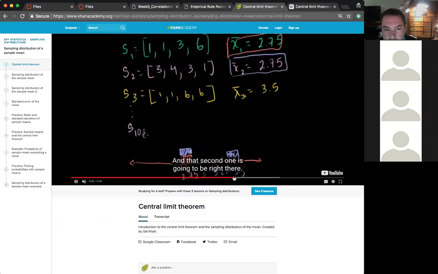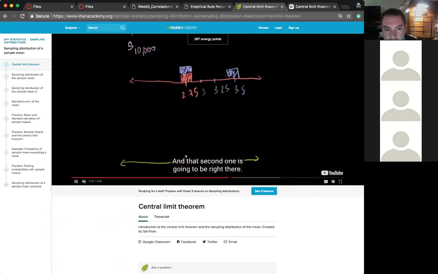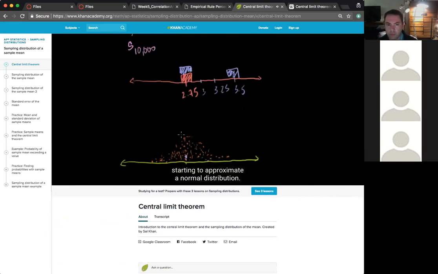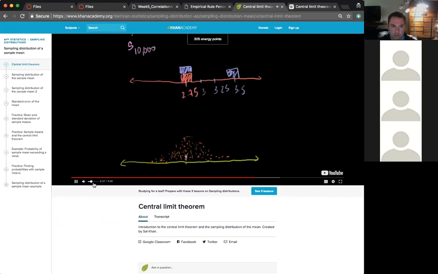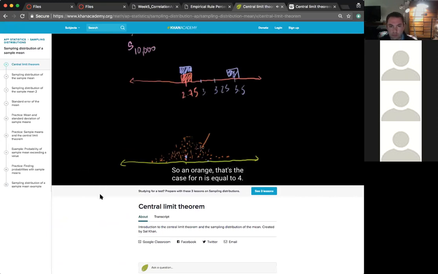But if you plot it, and if you keep taking more and more samples from that, sample mean, you're going to see that you have a true mean emerging. And this is where the majority of the cases will be. Starting to approximate a normal distribution. And that is the neat thing about the central limit theorem. So in orange, that's the case for n equal to 4. This was for a sample size of 4.